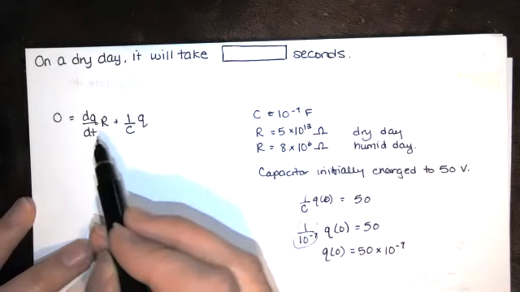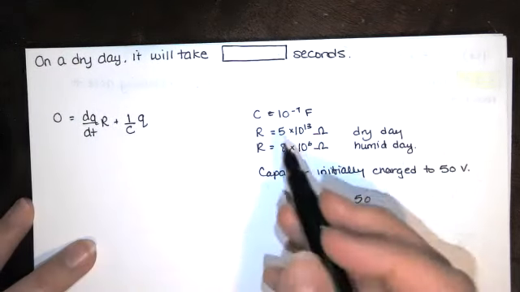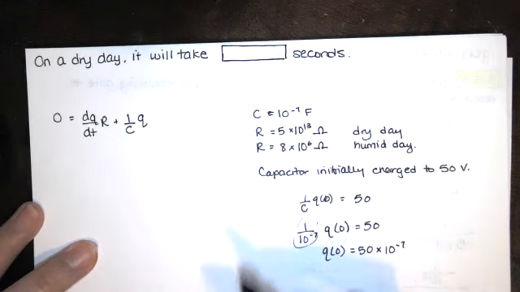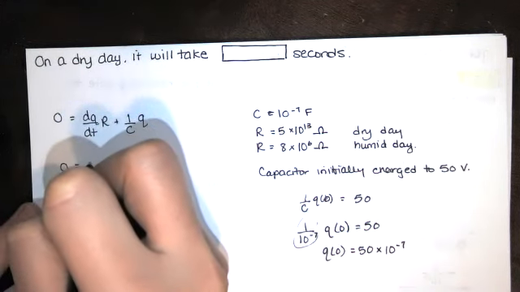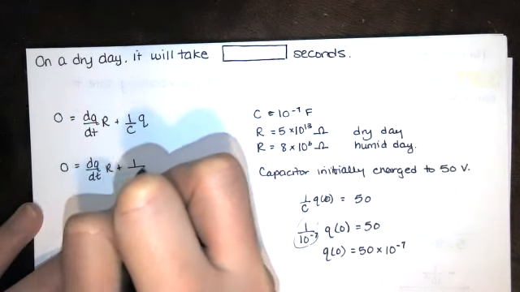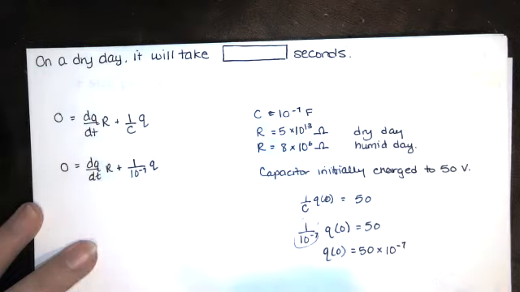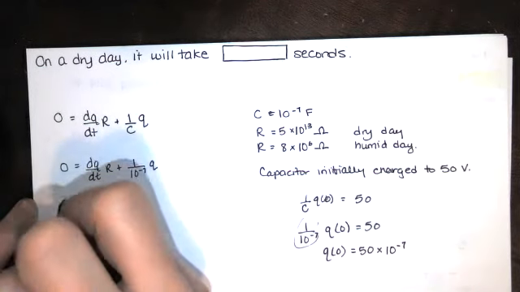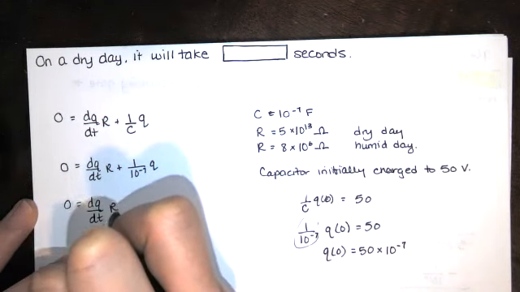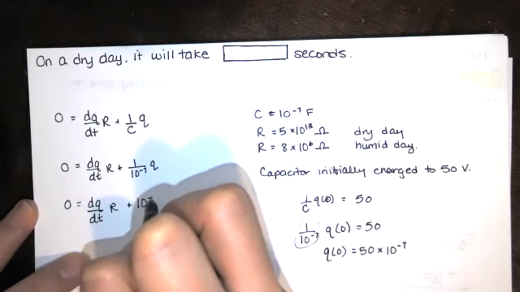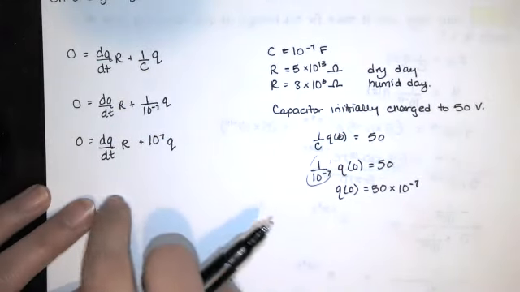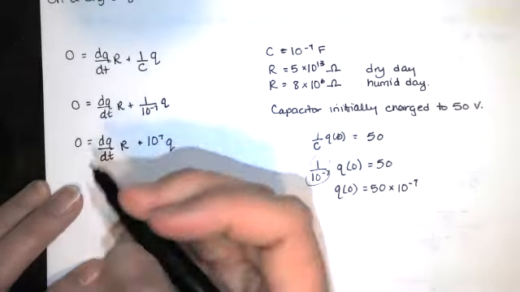So let's solve for Q in terms of R and then substitute whichever R is appropriate. C, that's the capacitance. We can substitute that in because we're going to have the same capacitance either way. And 1 over 10 to the negative 7th is 10 to the positive 7th. This is separable. Oh, wait, no. Well, actually, yes, it is.